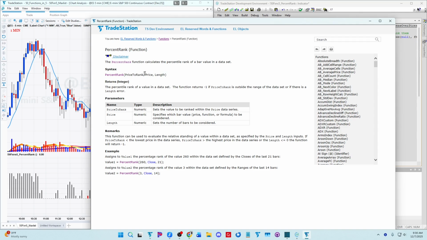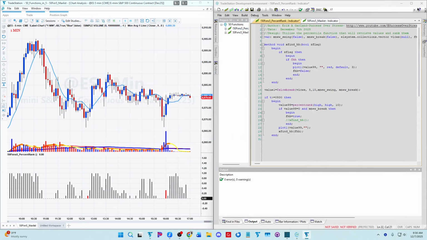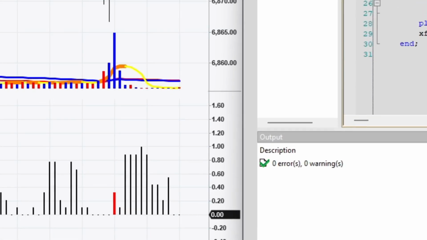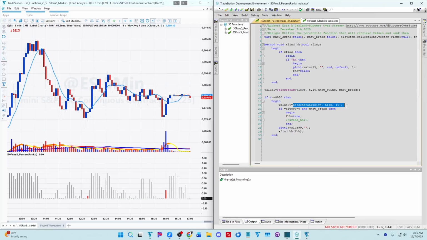Okay, so those are your three parameters there, or your three arguments. We want to compare a price amongst a data series. Let's take a look at it in the actual program itself. Now this function will return a value, that percentile. It'll be 0 to 1. You can multiply that by 100 to get your percent if you want to, but it'll be 0 to 1.